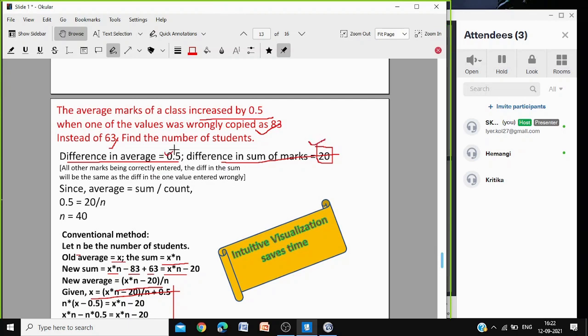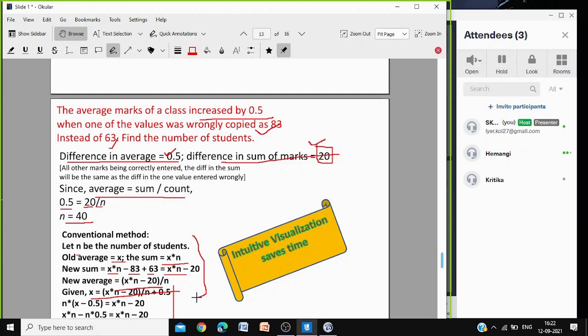The difference in average is 0.5. Now average is equal to sum divided by count. So 0.5 average is equal to the total 20 divided by n, the number of students, so n equals 40. I don't actually need to calculate all this.